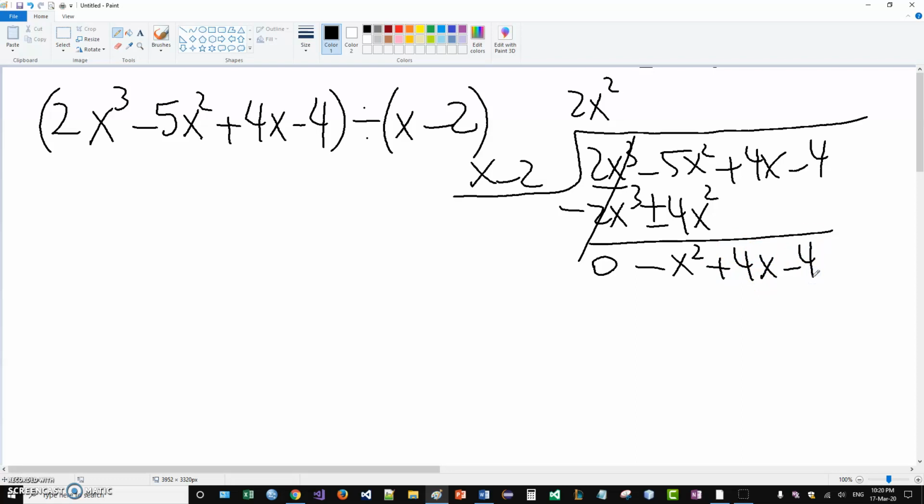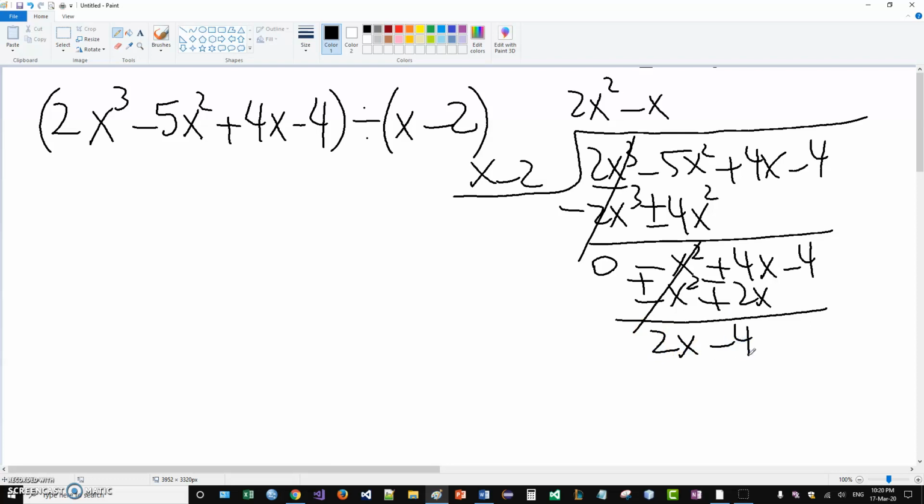Divide minus x squared by x is minus x. Minus x times x is minus x squared. Minus x times minus 2 is plus 2x. Reverse the sign. 4x minus 2x is 2x, minus 4.